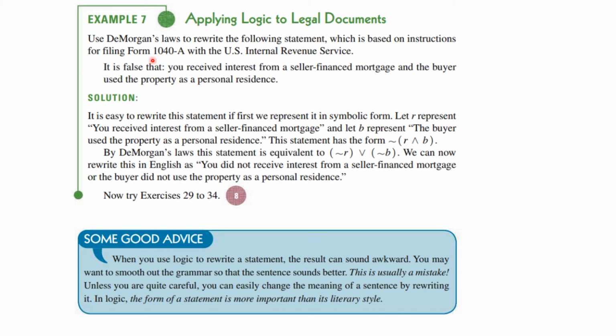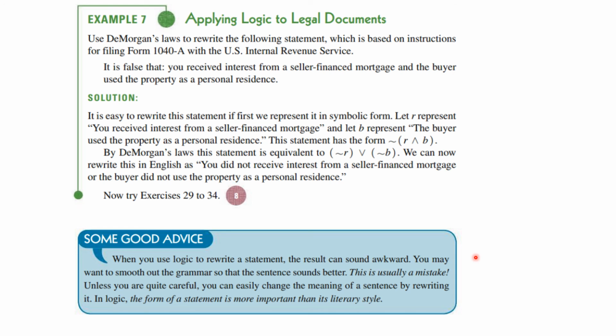And we can apply this logic to a legal document. So here's the following statement. It is false that if you received interest from a seller financed mortgage, and the buyer used the property as a personal residence, then you cannot use that for a tax deduction. But it's easier to rewrite this, because it's false that, we can use De Morgan's law. The original one is negation R and B, but now we will distribute this the same way as negation R or negation B. So you did not receive interest from a seller financed mortgage, or the buyer did not use the property as a personal residence.